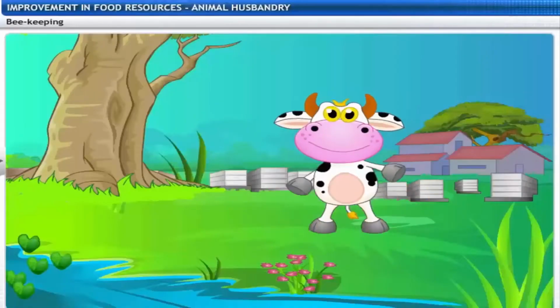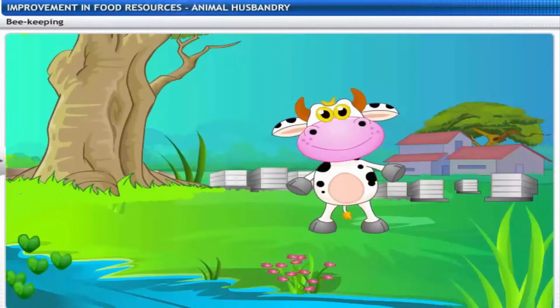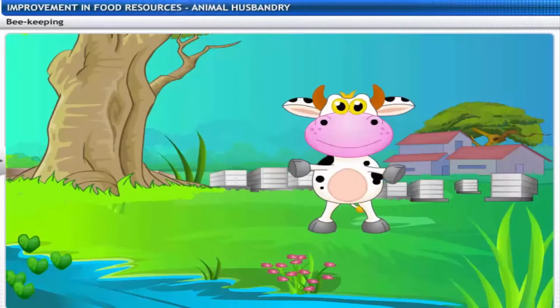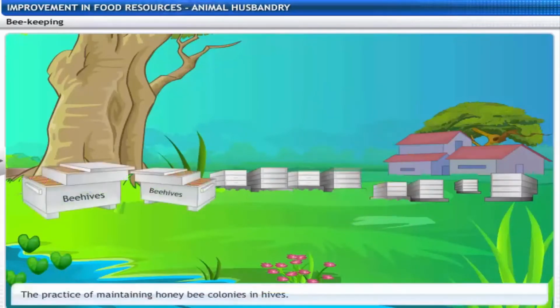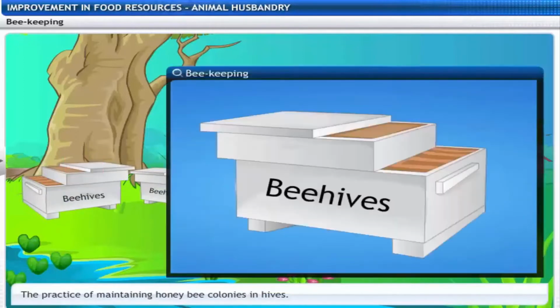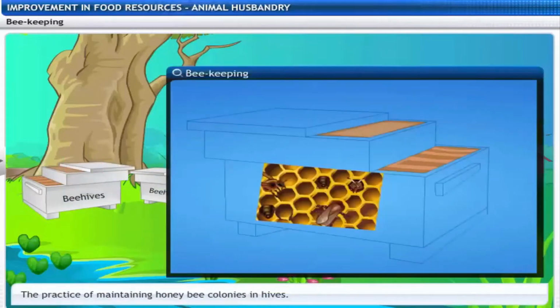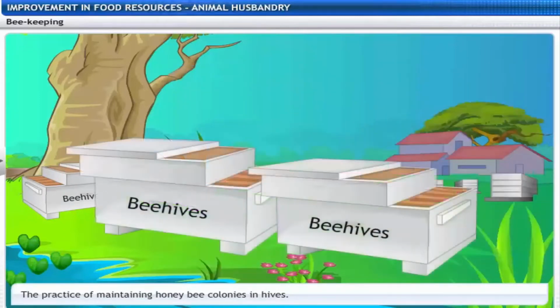Hey, stay away from those boxes, Moo. Why? What's in these boxes? They contain beehives. Beehives are enclosed structures in which honeybees live and raise their young. The practice of maintaining honeybee colonies in beehives is called beekeeping or apiculture.